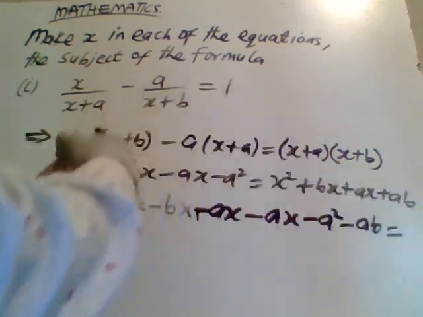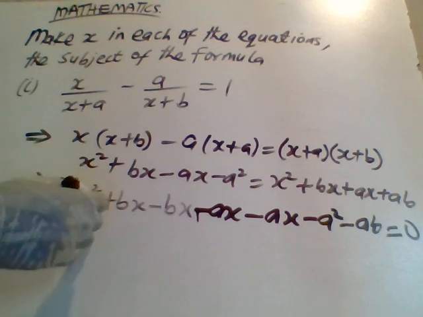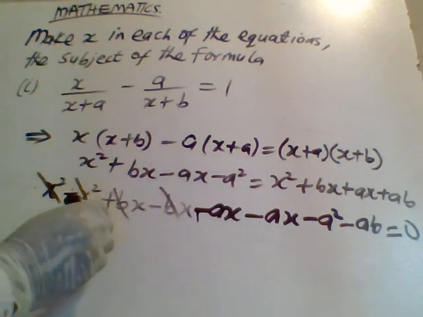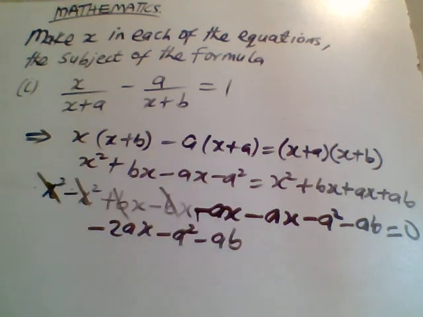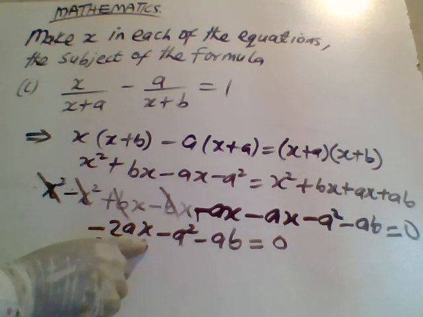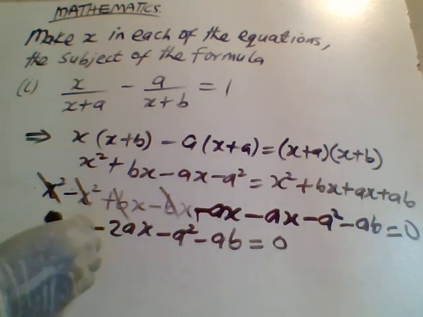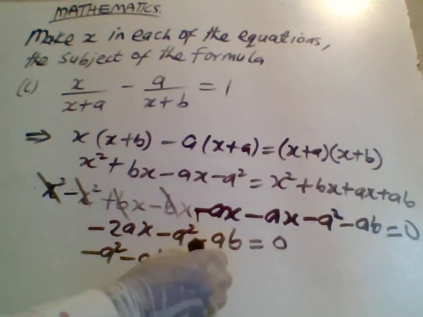Remember that when all of them cross to the other side, what we are left with is 0. We see some terms that are common: plus and minus, so they cancel out. Here we have minus ax and minus ax, which sum to minus 2ax, and then we have minus a squared minus ab, and that is equal to 0. Because we are trying to make x the subject of the formula, let the other terms cross to the right-hand side: minus a squared minus ab crosses and becomes plus, so we have 2ax.